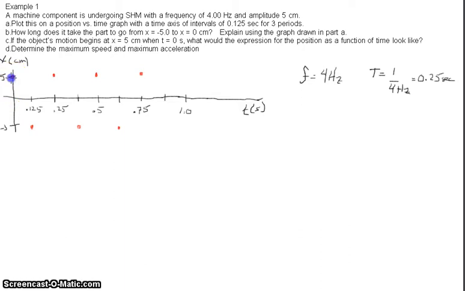So the graph would look like a cosine function, and it is going to oscillate back and forth between +5 centimeters and -5 centimeters.